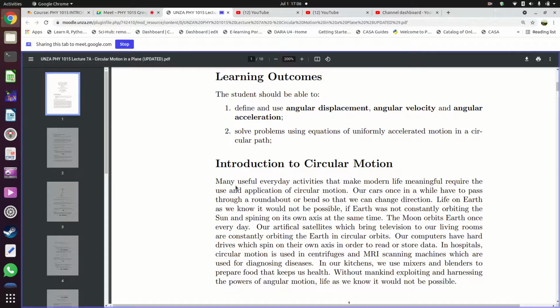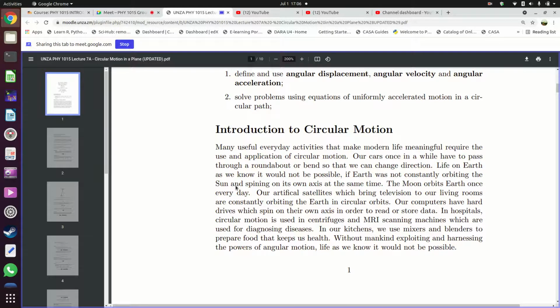Now, there are many activities which make modern life possible, and one of those things is the application of circular motion. Our cars, bicycles, and motorcycles depend on their wheels spinning. That's what makes our modern transport work so well. Also, you've got trains which carry heavy things, and trucks, and they need to have wheels. So when it comes to a wheel spinning on an axle, that is a type of circular motion.